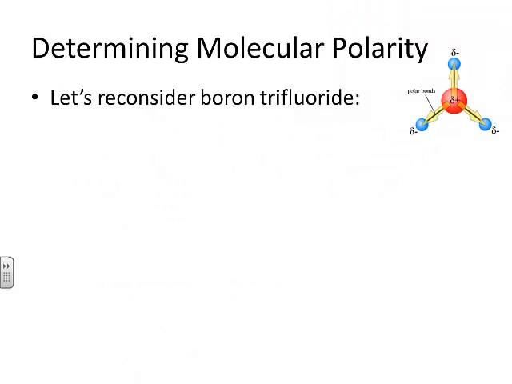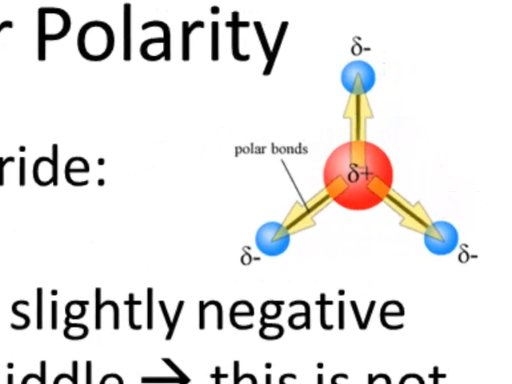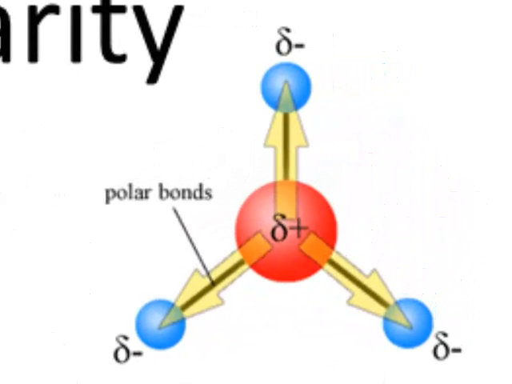Let's go back to boron trifluoride and determine if this molecule is polar. When we look at the molecule, we can see that all of the fluorine atoms are the three ends of this molecule. They all have a slightly negative charge, hence the del negative at their ends. And the middle, the boron in the center, is slightly positive.